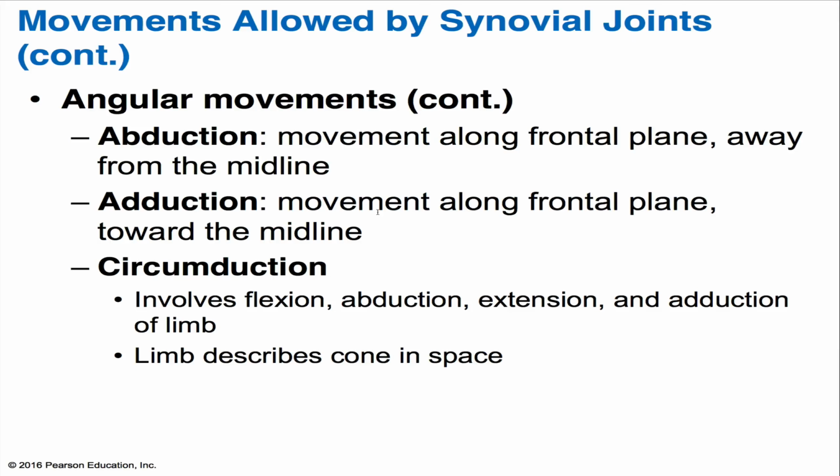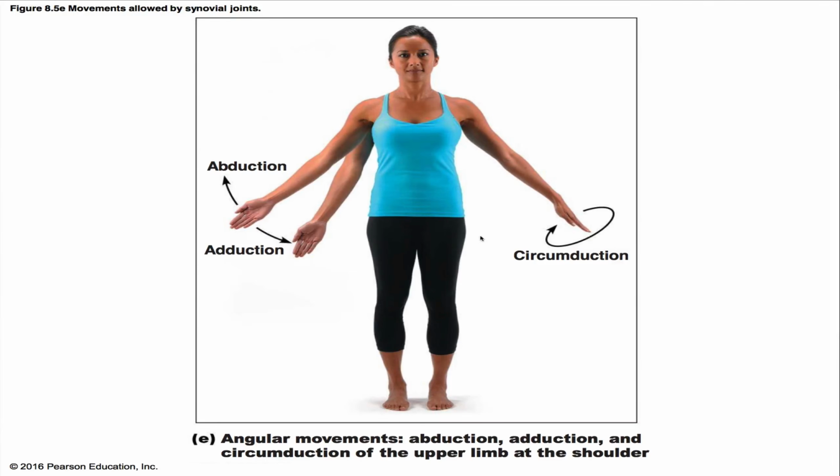Now, circumduction involves flexion, abduction, extension, and adduction of your limbs. So when we look at the next picture over here, this is circumduction. When you're rotating your arms, making circles with them, that's circumduction. Okay, abduction, notice what you're doing. You're taking your arms and moving away from the midline of your body, abducting. Then adduction is when you're moving your arms back towards the midline of the body.